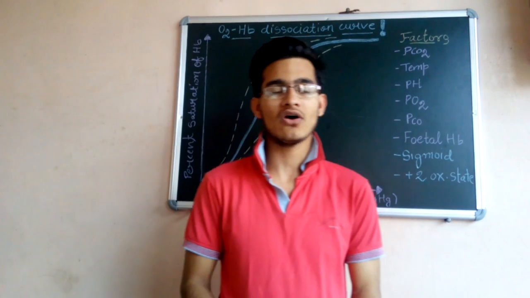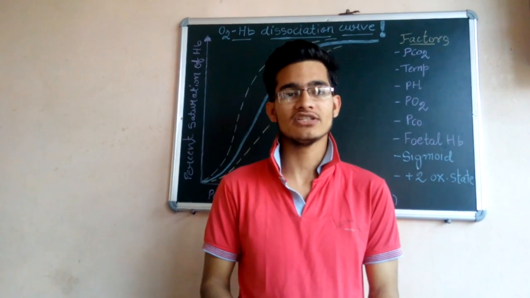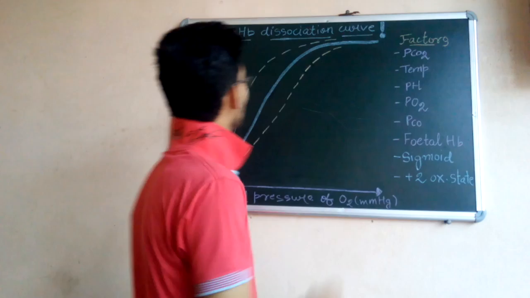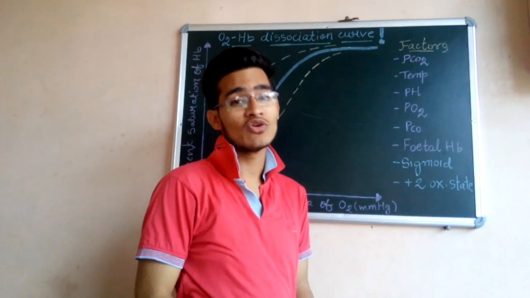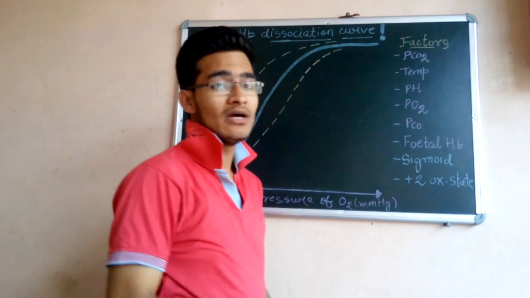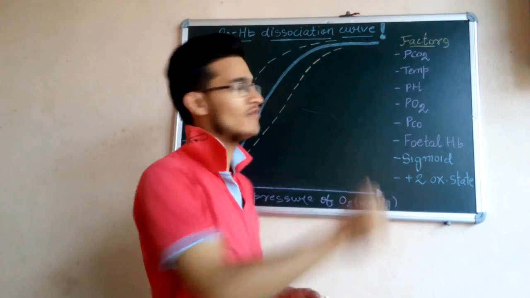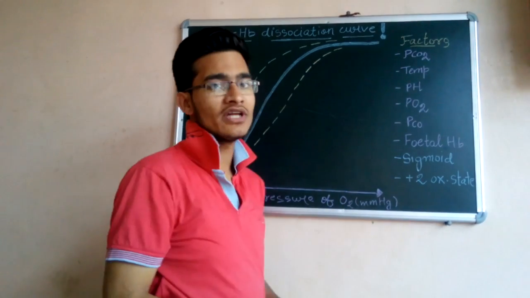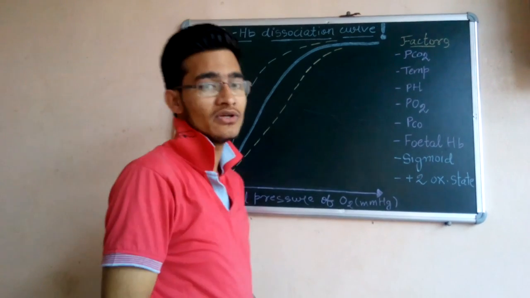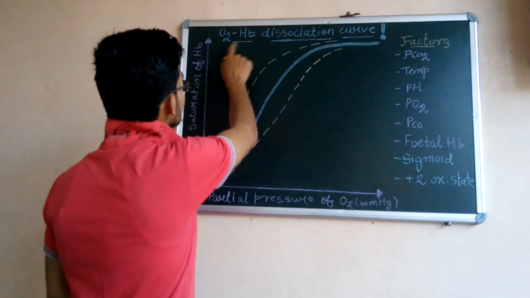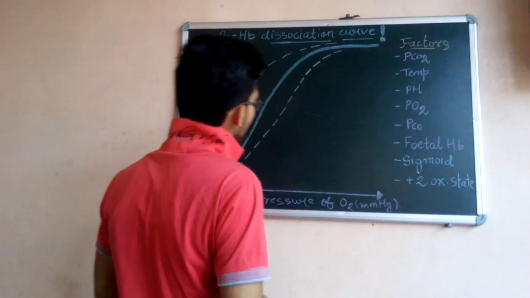Today we are studying a very important topic for all the competitive examinations in which biology is a part, and the name of the topic is O2HB dissociation curve, that is oxygen hemoglobin dissociation curve, which forms many important questions. So I am going to emphasize what can be asked from this particular article that we are going to learn today. So, oxygen hemoglobin dissociation curve.